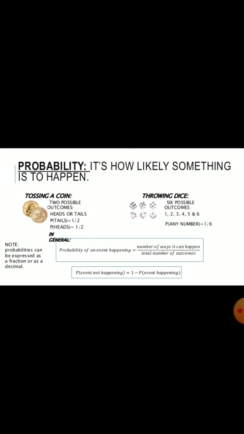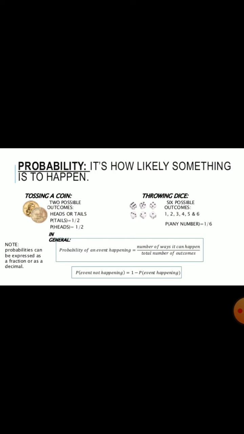For example, if we throw a coin, two possible outcomes are there, head or tail. Either head will come or tail will come. So the probability of getting tail and head both are 50-50, or you can say one half. So the probability of tail is 1 by 2 and probability of head is 1 by 2.